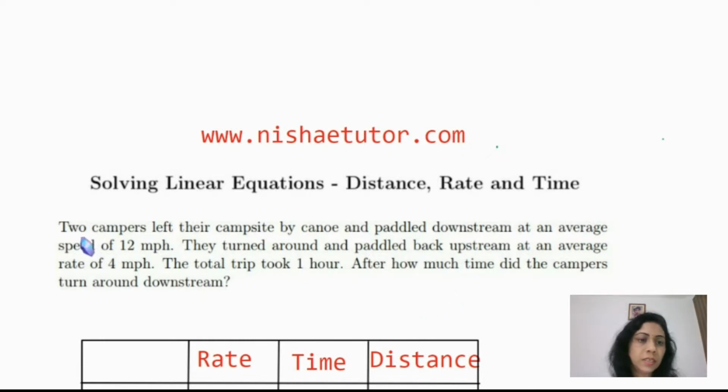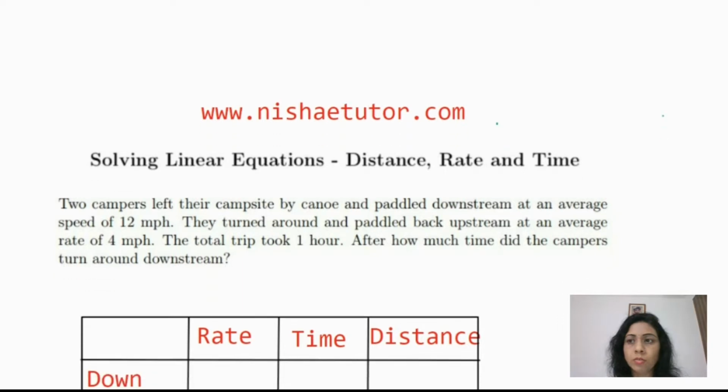Okay, so let's start. Two campers left their campsite by canoe and paddled downstream at an average speed of 12 miles per hour. They turned around and paddled back upstream at an average rate of 4 miles per hour. The total trip took 1 hour. Okay, this is a different thing here. In earlier questions, we had to find time or time was given, but here total time is given. After how much time did the campers turn around downstream?